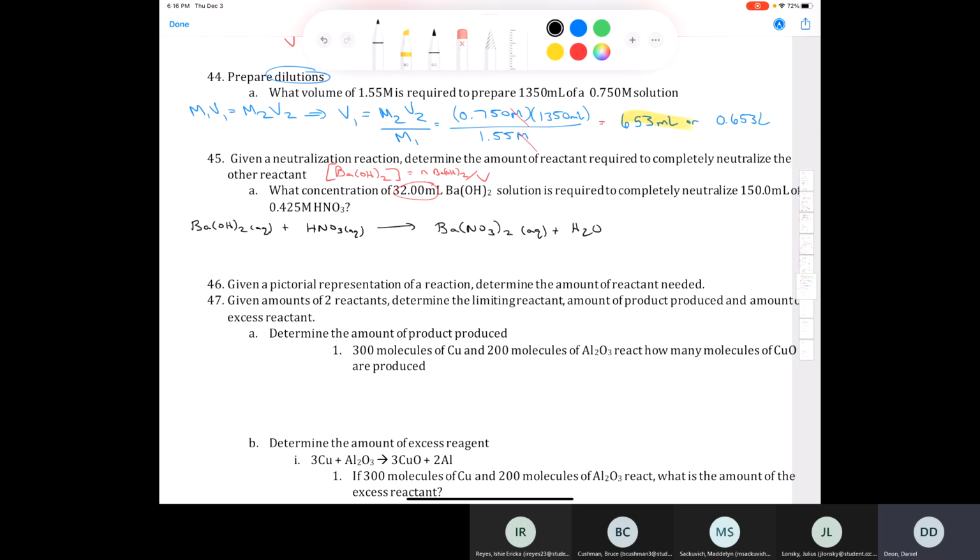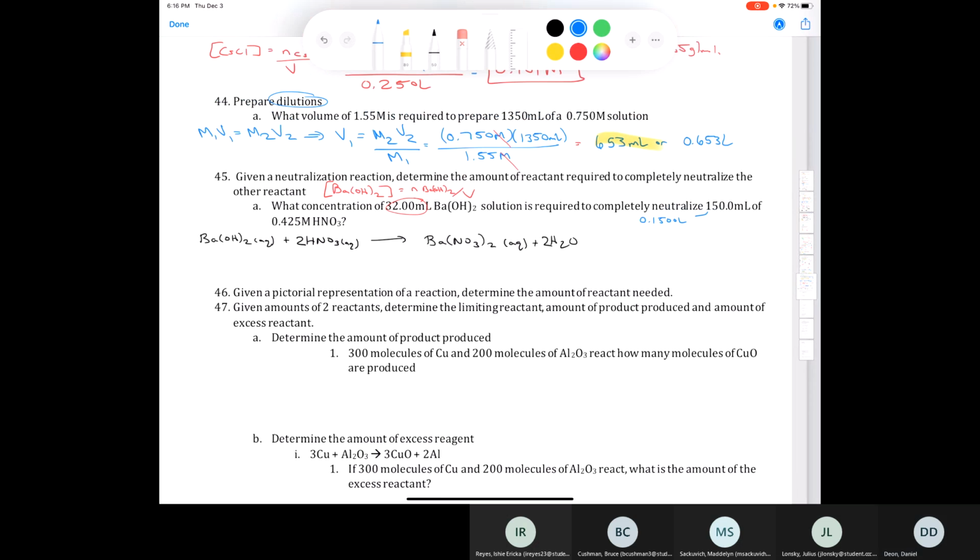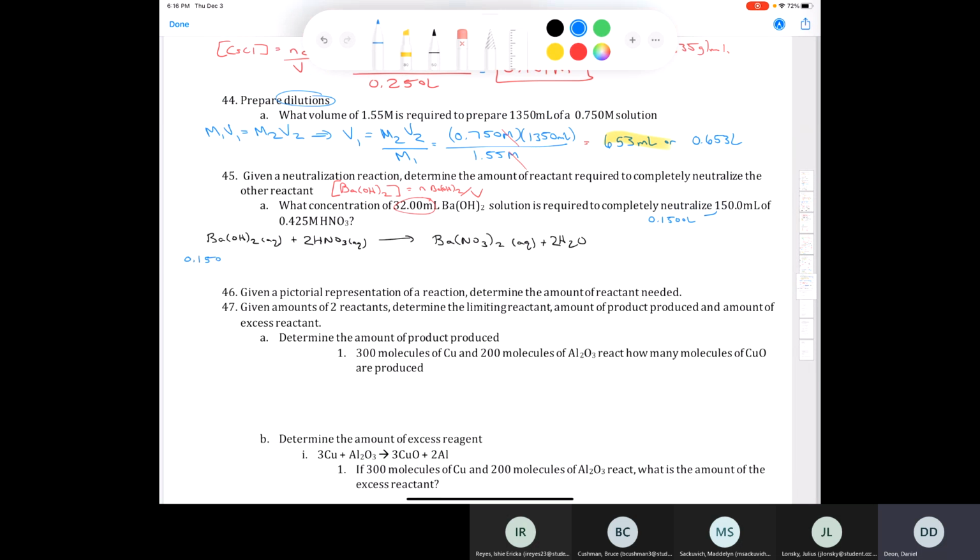Now we need to balance that out. I need a 2 here because I've got 2 nitrates. And I'm going to need a 2 here to balance that all out. Now I'm ready to go, because I know that I'm starting out with 150 milliliters of my 0.425 molar nitric acid. I'm going to convert this volume into liters. It's 0.1500 liters. So I'm starting with 0.1500 liters of HNO3. I know the concentration is 0.425 moles of HNO3 in 1 liter of HNO3.